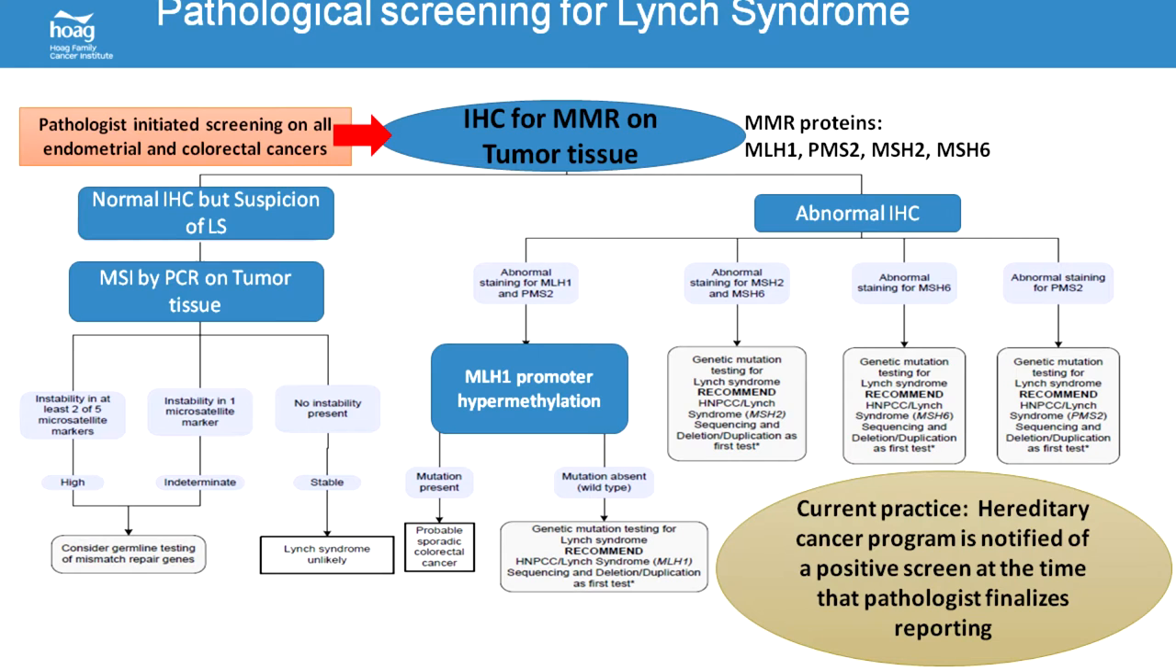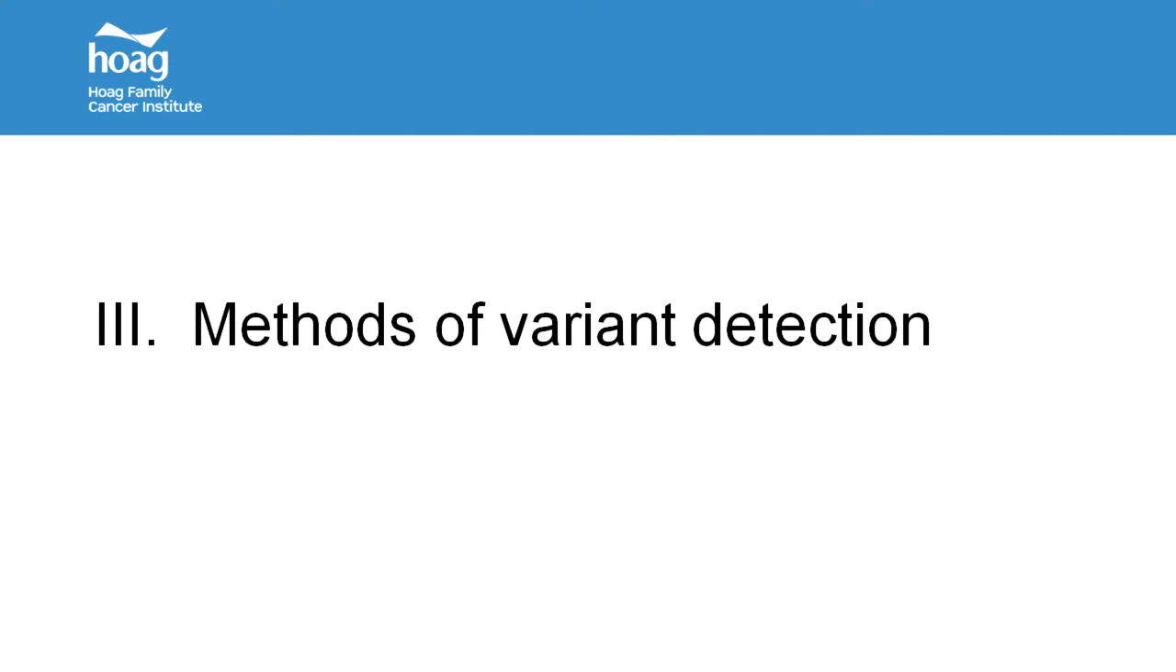So what happens when the immunohistochemistry is normal, but there's a clinical suspicion of Lynch syndrome? Well, we can run microsatellite instability by PCR-based testing. If there's microsatellite instability high, or what they say can be indeterminate as well, that would be an indication to seek genetic counseling. If there's no MSI high, or if it's what we call microsatellite stable, that would be a patient where Lynch syndrome is unlikely. So we're carrying out this protocol in our current practice, and if there are any abnormalities, we also notify our hereditary cancer program to help get those patients testing.